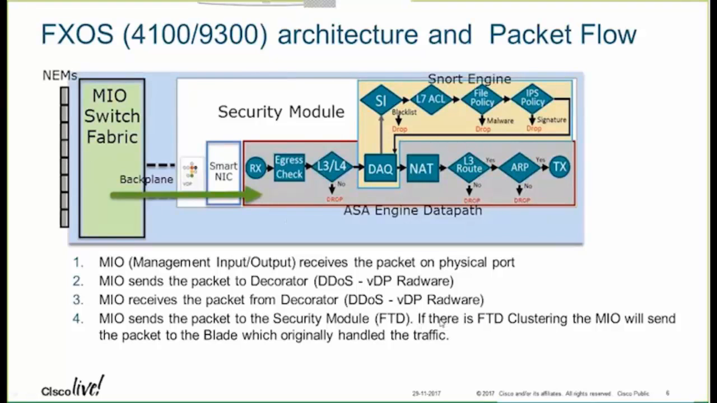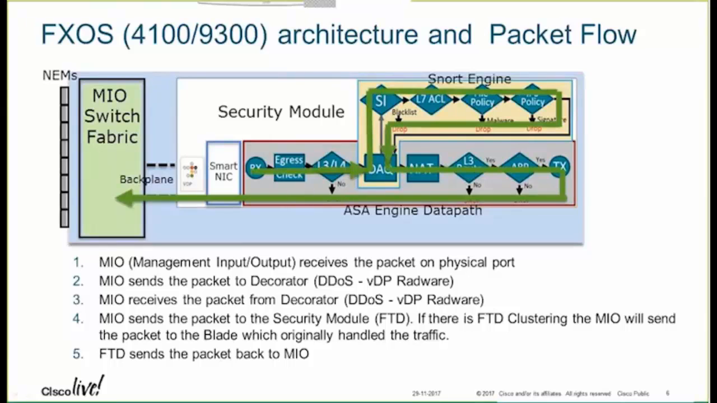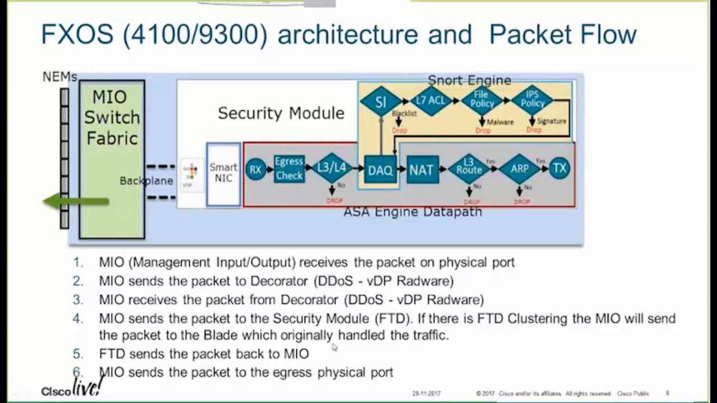So that is what this statement means: if there is FTD clustering, the MIO will send the packet to the blade or the security module which originally handled the traffic. This is to ensure that there is symmetry and there is not too much CCL redirection within the chassis itself. So the MIO ensures that the traffic is handled by the same blade. And once the packet is processed by the FTD, once it goes through the complete ASA and Snort checks, the traffic is then sent back to the MIO directly, and from the MIO, the packet leaves the network Ethernet modules.